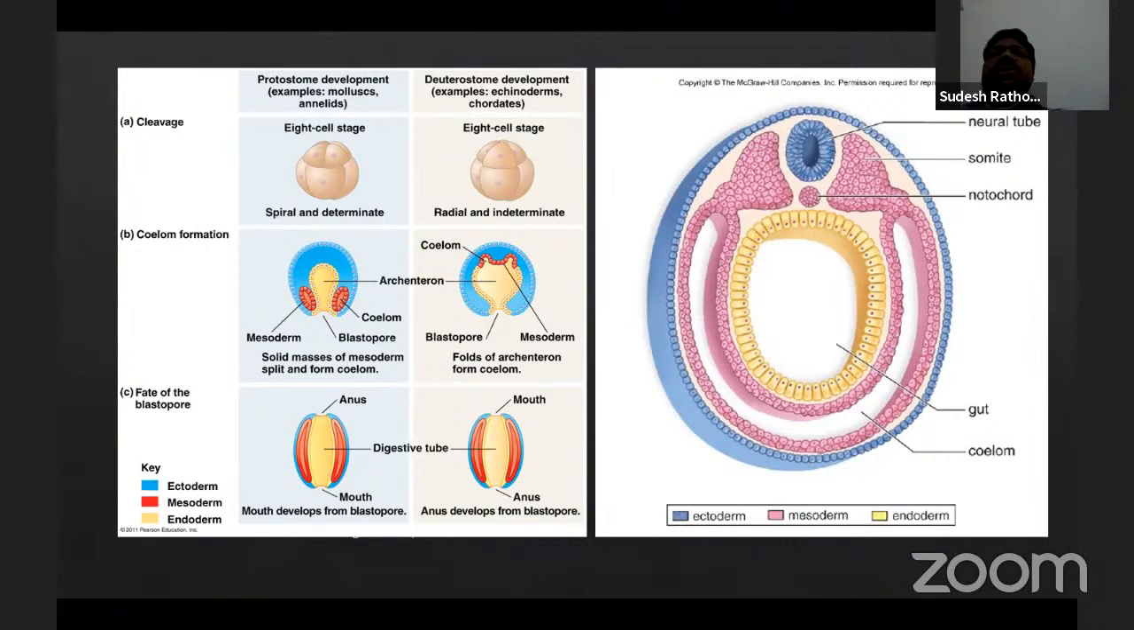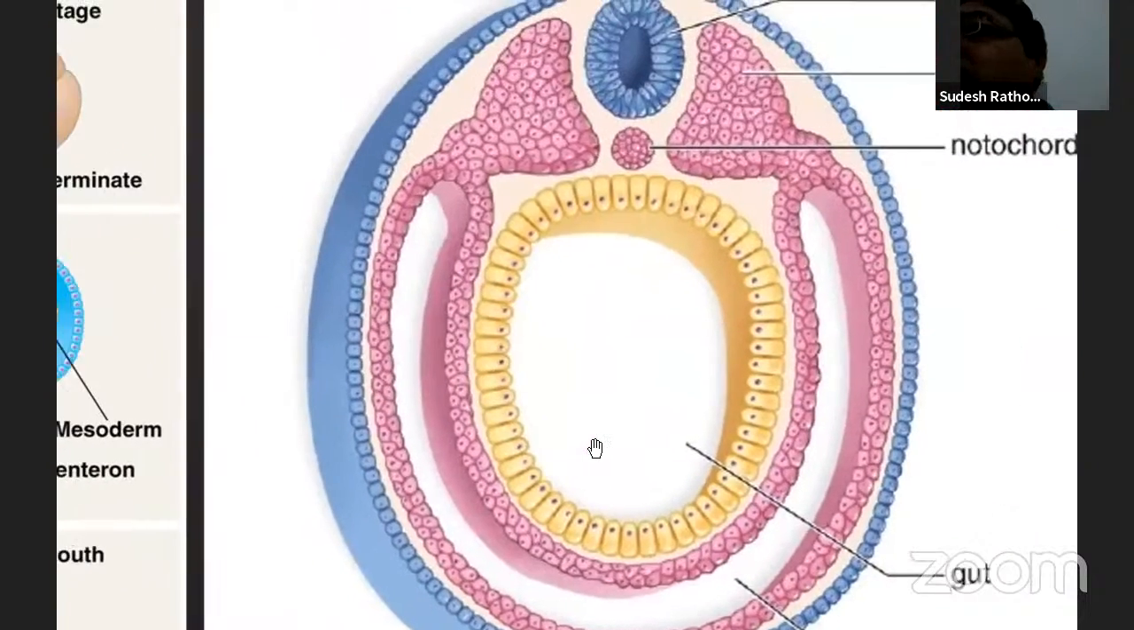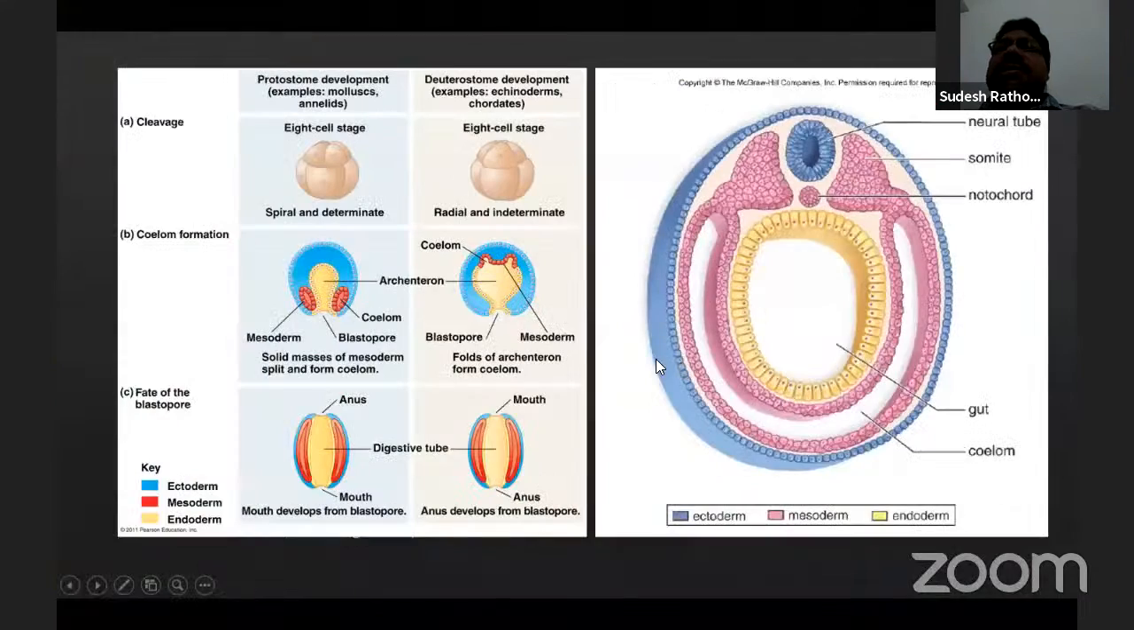Now, in true coelomates, okay, this is also repetition of protostomes and deuterostomes. Let us talk about this. If I am zooming, can you see? I have zoomed the figure. Is it seen zooming? If I zoom it, whether you can see I have zoomed up.